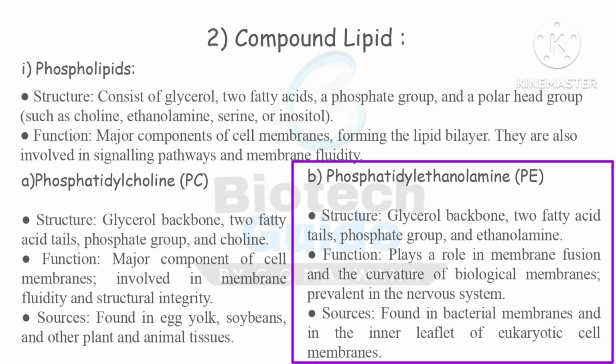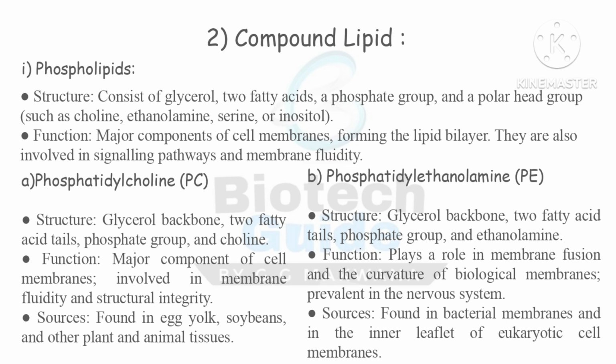The second subtype is phosphatidylethanolamine. As the name suggests, ethanolamine. Here, one polar group is ethanolamine, and the components are the same: phosphate group, two fatty acids, and the glycerol backbone. Function is that it plays a role in membrane fusion and the curvature of biological membranes, prevalent in the nervous system. Sources are found in bacterial membranes and in the inner leaflet of a eukaryotic membrane.